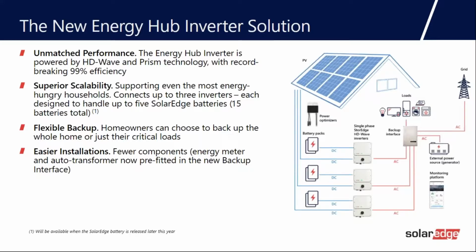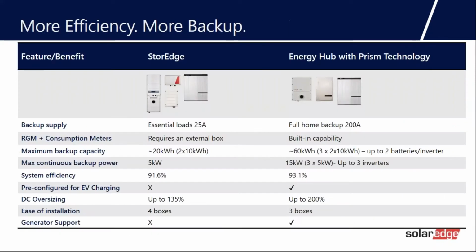It's an easier installation because there's fewer components. The auto transformer and the consumption meter are built into the backup interface. The backup interface has a generator input, so we'll get into the details of the backup interface, but I'm really excited. This is a product I've been designing for the last year, and I'm excited that it's finally out. So again, 200 amps, basically the backup interface is a transfer switch, right?